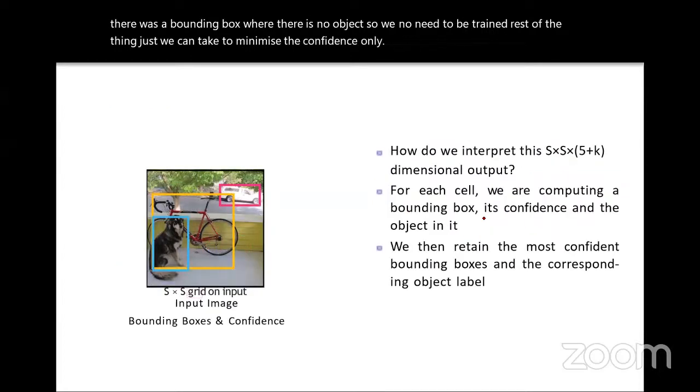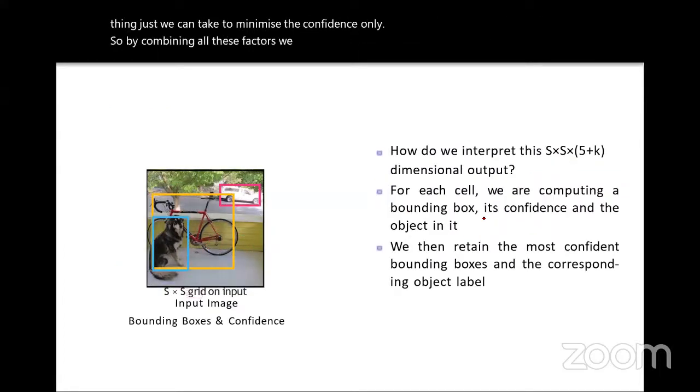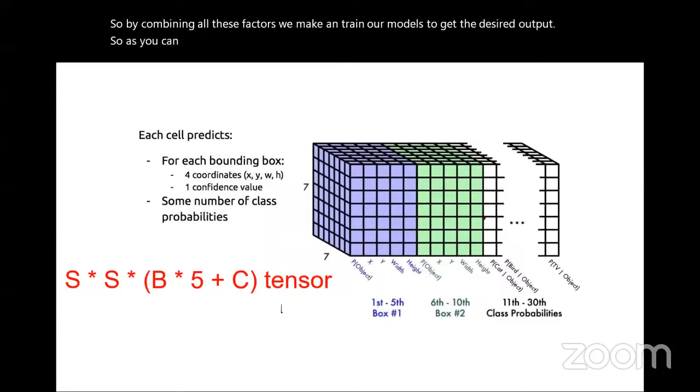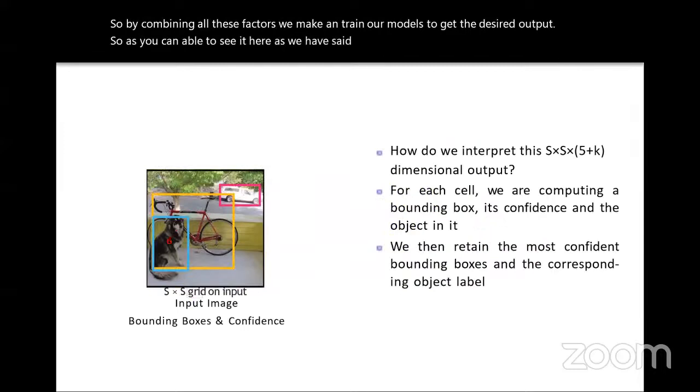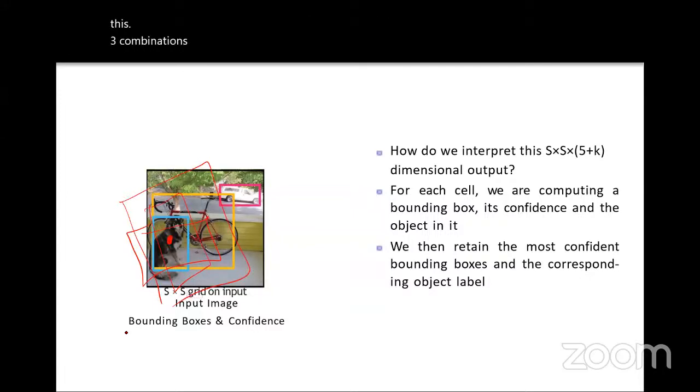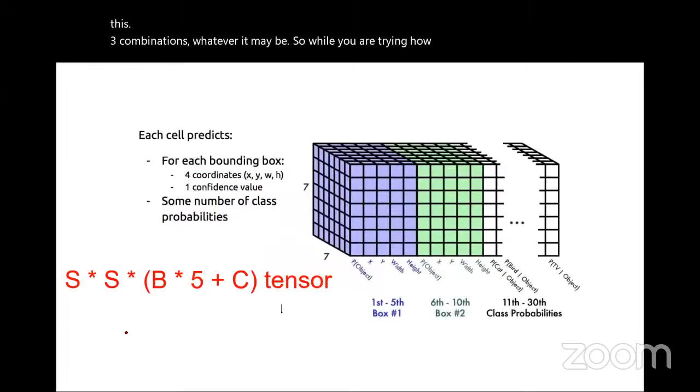So by combining all these factors, we can train our models to get the desired output. As you can see here, as we have said earlier also, each and every box may have 3 combinations or 4 combinations, depending upon that. We have already considered this, 3 combinations or 2 combinations, whatever it may be. So while training, how can we pass the tensor? Let's have a look.